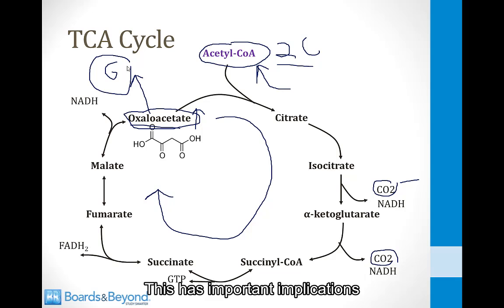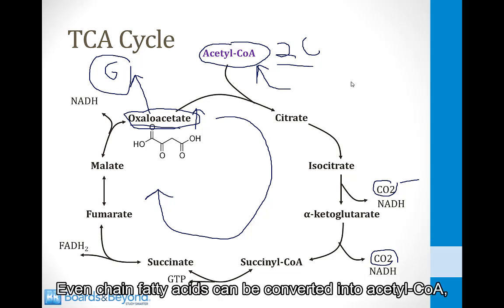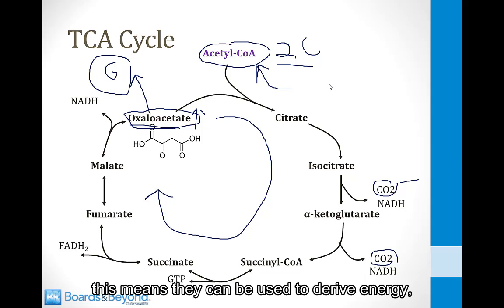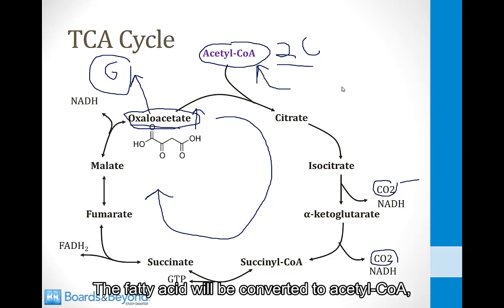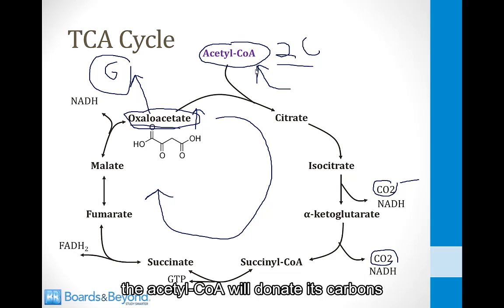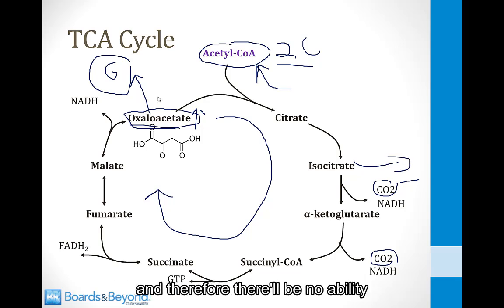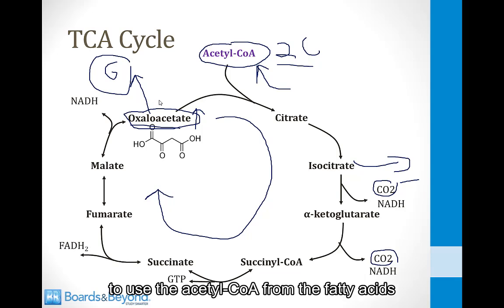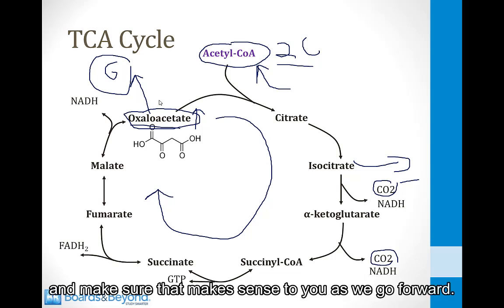This has important implications for when we talk about things like fatty acids. Even-chain fatty acids can be converted into acetyl-CoA. This means they can be used to derive energy, but they cannot be used to derive glucose. The fatty acid will be converted to acetyl-CoA. The acetyl-CoA will donate its carbons, and the carbons will leave in CO2. There'll be no increase in the amount of oxaloacetate, and therefore there'll be no ability to use the acetyl-CoA from the fatty acids for gluconeogenesis. That's an important concept, and make sure that makes sense to you as we go forward.